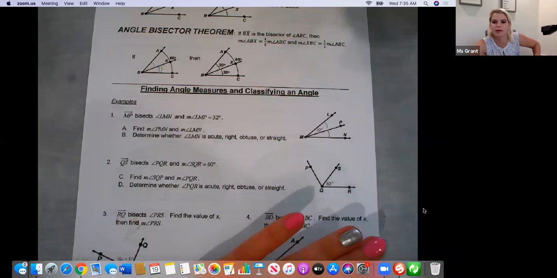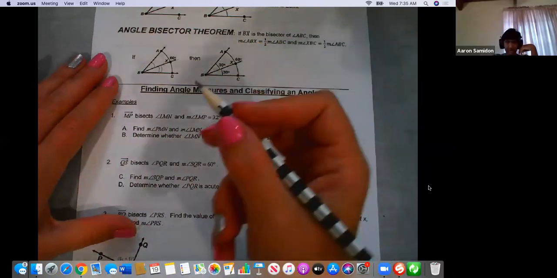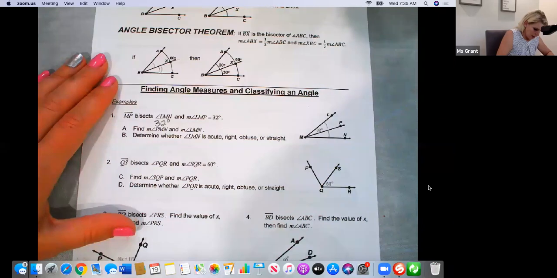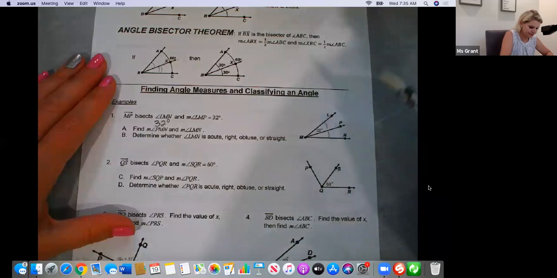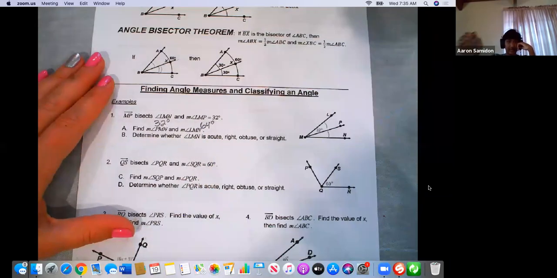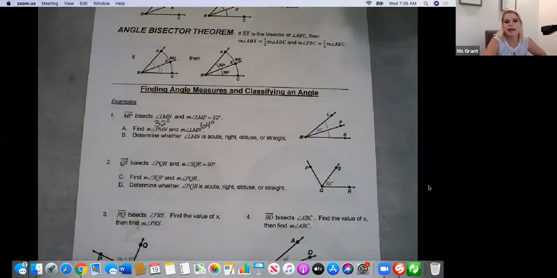Aaron, let me move this down here. Okay, Aaron, go ahead. 32 degrees. It is because it's the same size. And then the whole angle, Aaron, you can tell me that too. The whole angle, LMN, is 64 degrees. Yep, 64 degrees. Perfect. So is LMN, someone new, acute, right, obtuse, straight? Samantha? Acute. It is acute.